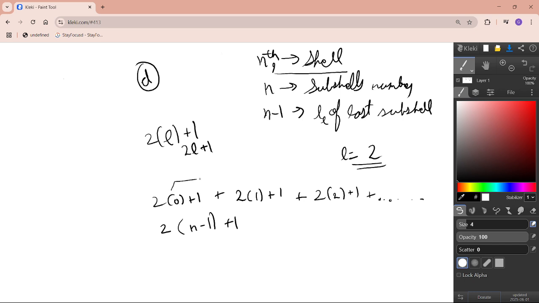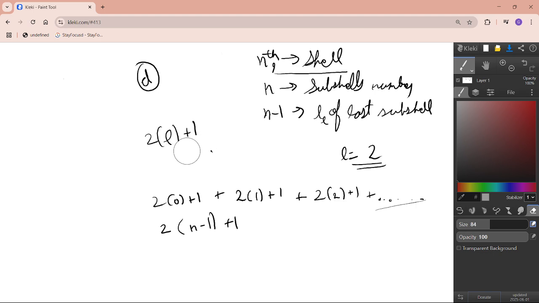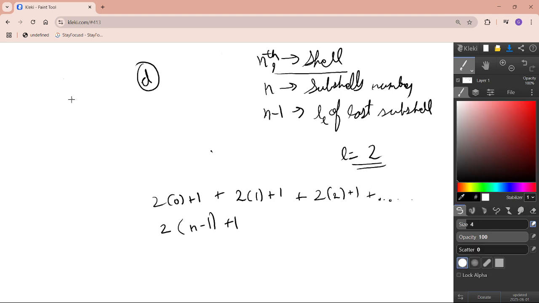Now how many times is this formula 2L plus 1 written? How many? 1, 2, 3. How many times is it written? Is it written n minus 1 times or is it written n times? It's written n times, not n minus 1 times, because we are also including the 0. Let me tell you why. For example, let's say we are on the second shell.